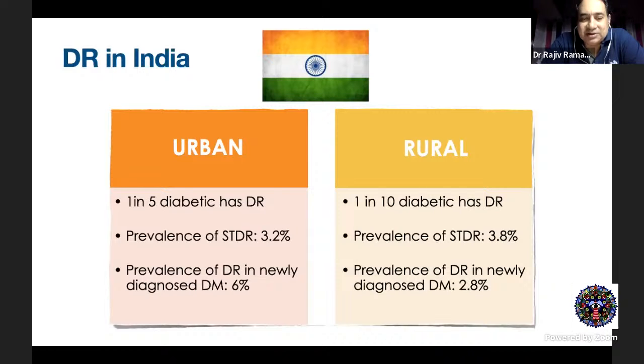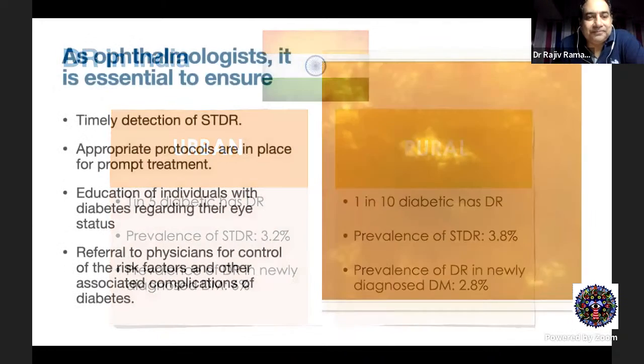Also, among people who are newly diagnosed, the strongest risk factor for diabetic retinopathy is duration of diabetes. However, nearly 6% of people who were diagnosed to have diabetes had retinopathy at that time. That means they had undiagnosed diabetes for a longer time. In rural areas, it's nearly 3%. So there are some rural-urban differences as far as retinopathy is concerned in our country.